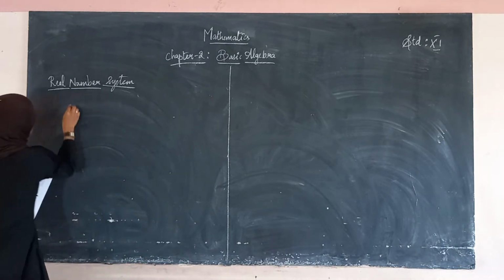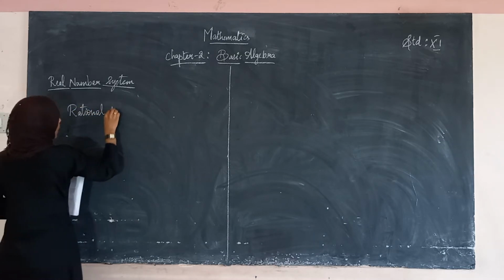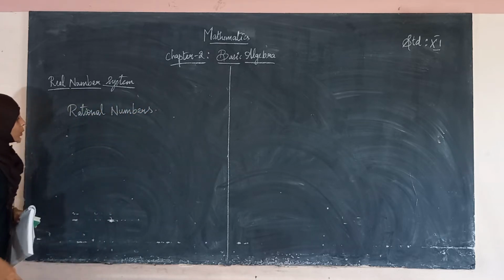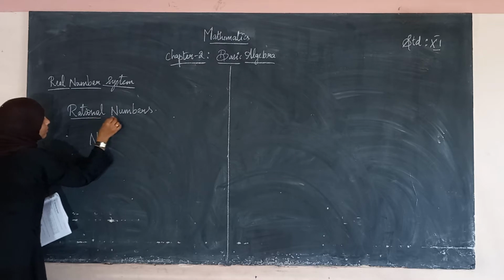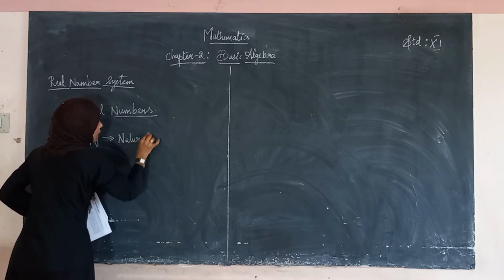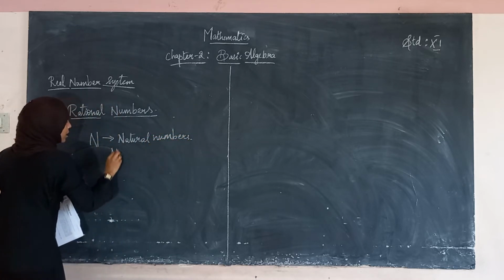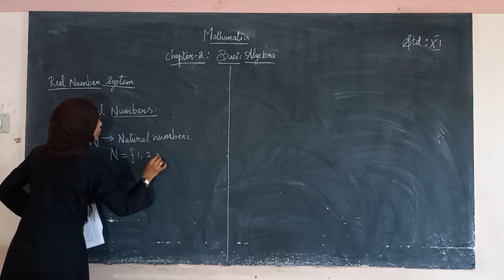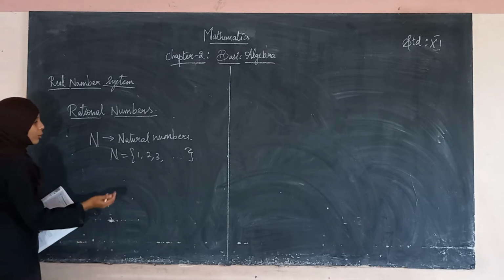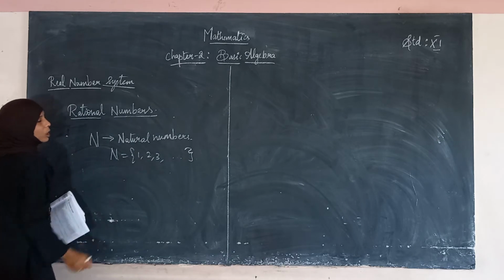First, rational numbers. See, what is N? This is said to be the natural numbers. Natural numbers are N is equal to 1, 2, 3, etc. It goes on like this till infinity. For counting purposes, they have introduced the numbers called natural numbers.